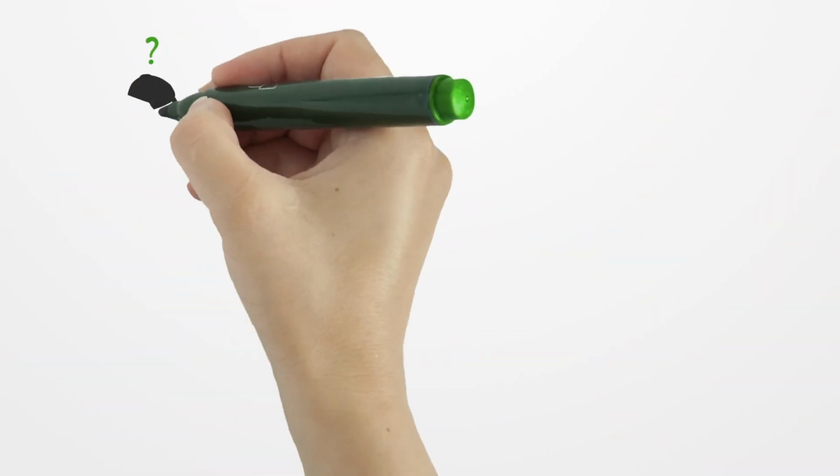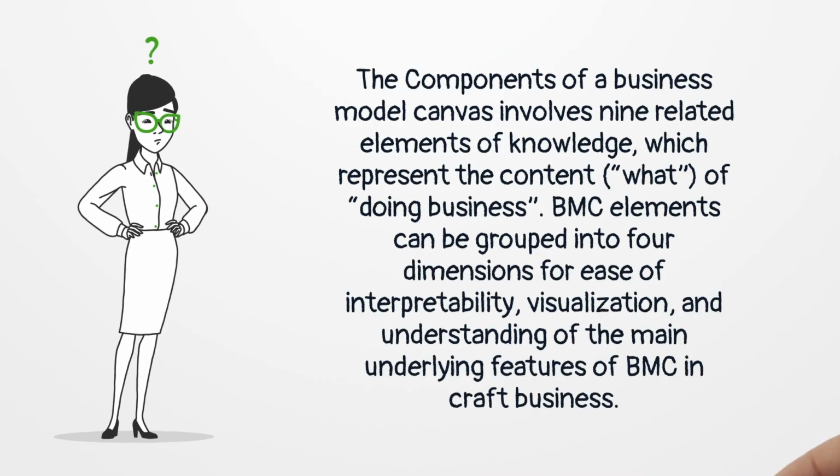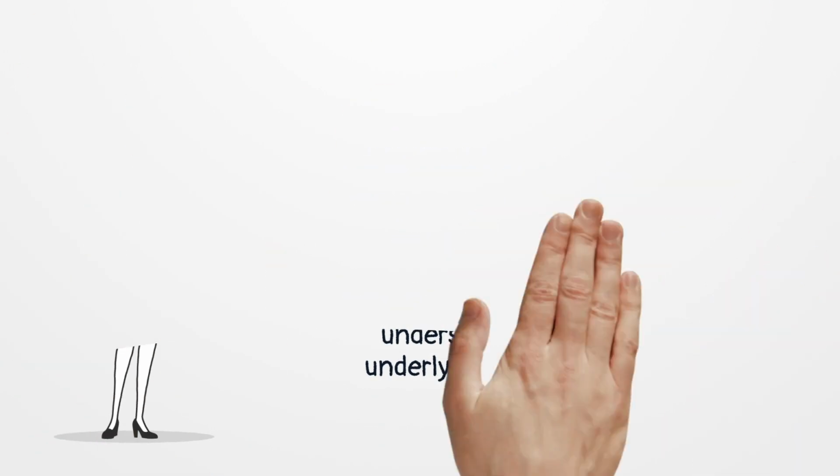Composition of Business Model Canvas. The components of a business model canvas involve 9 related elements of knowledge, which represent the content, what, of doing business. BMC elements can be grouped into 4 dimensions for ease of interpretability, visualization, and understanding of the main underlying features of BMC in craft business.